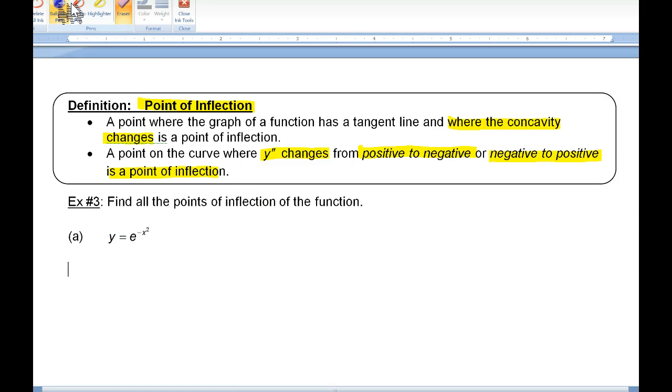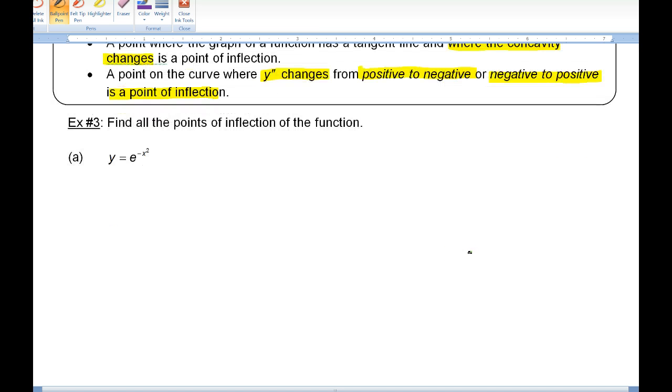Okay, so I'm going to pick it back up where I left off on page 14. We're taking a look at points of inflection, and this is where the second derivative changes from positive to negative or negative to positive. Okay, so example 3, we have y equals e to the negative x squared.